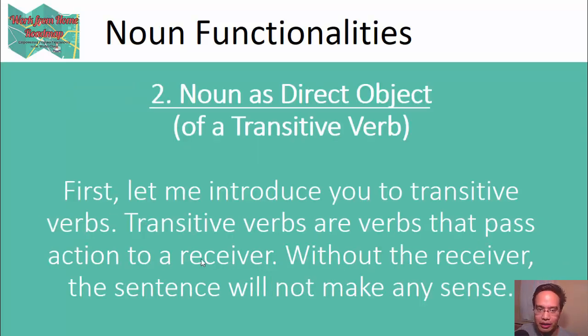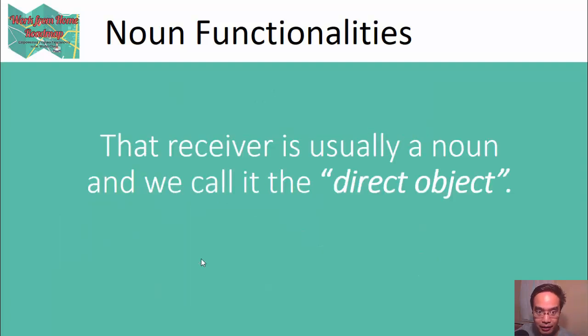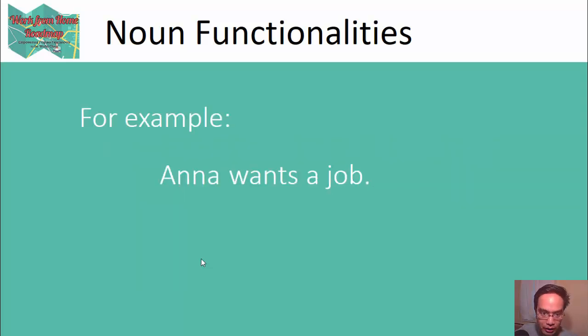The second noun functionality is the noun as direct object of a transitive verb. First of all, let me introduce you to transitive verbs. Transitive verbs are verbs that pass action to a receiver. Without a receiver, the sentence will not make any sense. That receiver is usually a noun, and we call it the direct object.